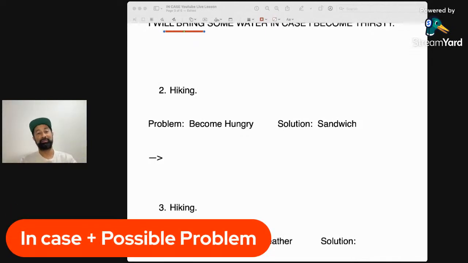I'll buy some sandwiches in case I get hungry. That means maybe before I go hiking, I'll buy them. I'll make some sandwiches in case I become hungry. Right? So there's many different verbs you can do. So if you had a different answer, that's okay.